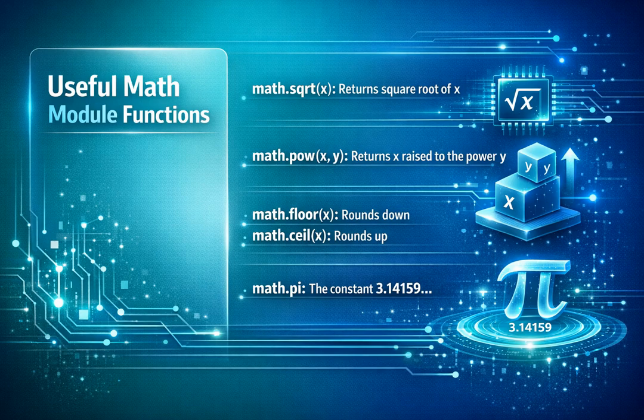The math module contains many useful functions. Math.sqrt returns the square root. Math.pow raises a number to a power. Math.floor rounds down to the nearest integer, and math.ceil rounds up. The constant math.pi gives you the value of pi to many decimal places.